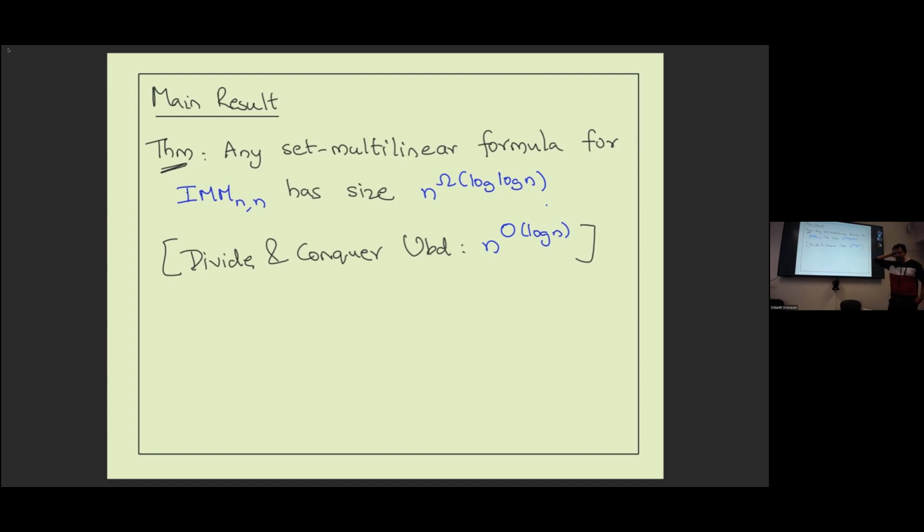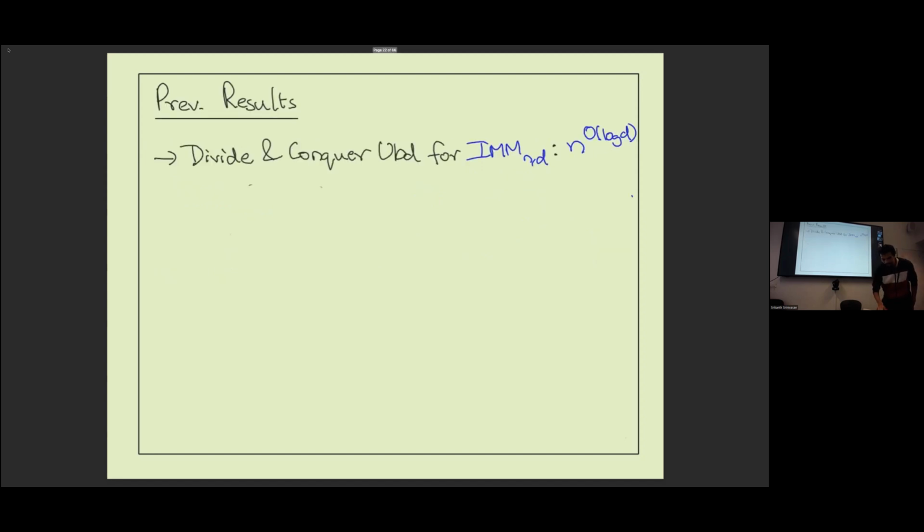Okay. And so let me tell you a little bit about the previous results. As I said, nothing is known for general formulas, but something was known already for set multilinear formulas. Let me put the results we have in the context of these old results, and tell you why this is interesting. Okay. So let me just go through this short list of previous results.